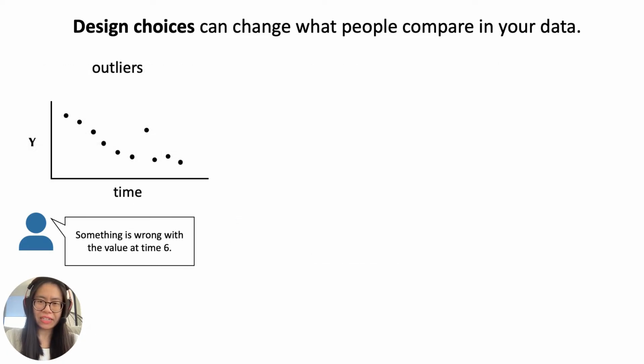Scatter plots, on the other hand, are good at showing distributions and outliers. So here we have some Y value and how it changes over time. And people looking at this chart are thinking there's something wrong with that outlier at time 8.